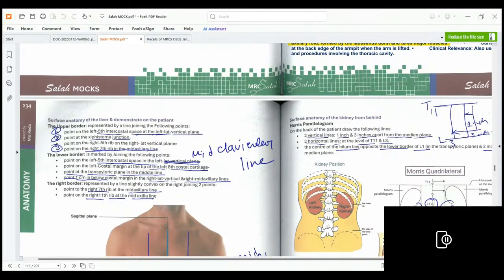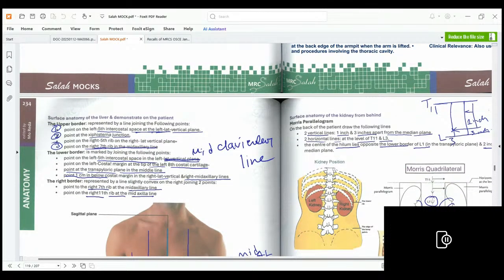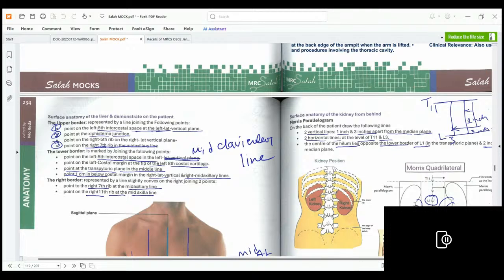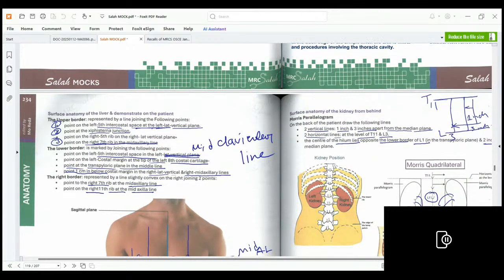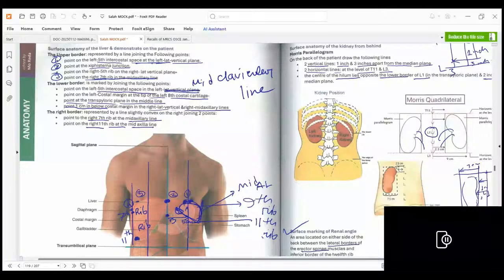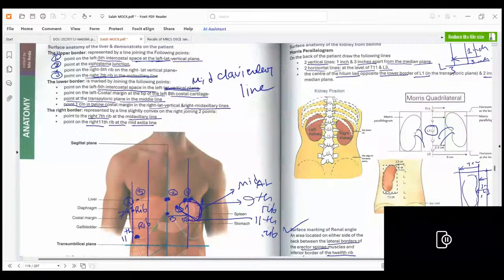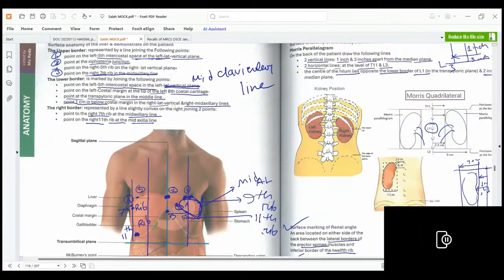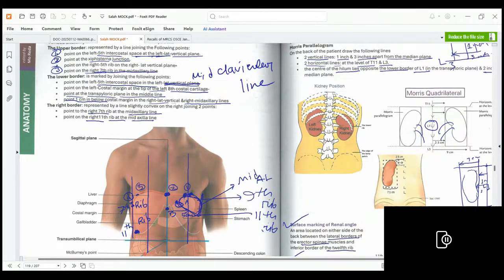Downwards. It is written left lobe. I think it should be right lobe, because it will be on the left side. Yes, yes, yes, I also thought. Right lobe.